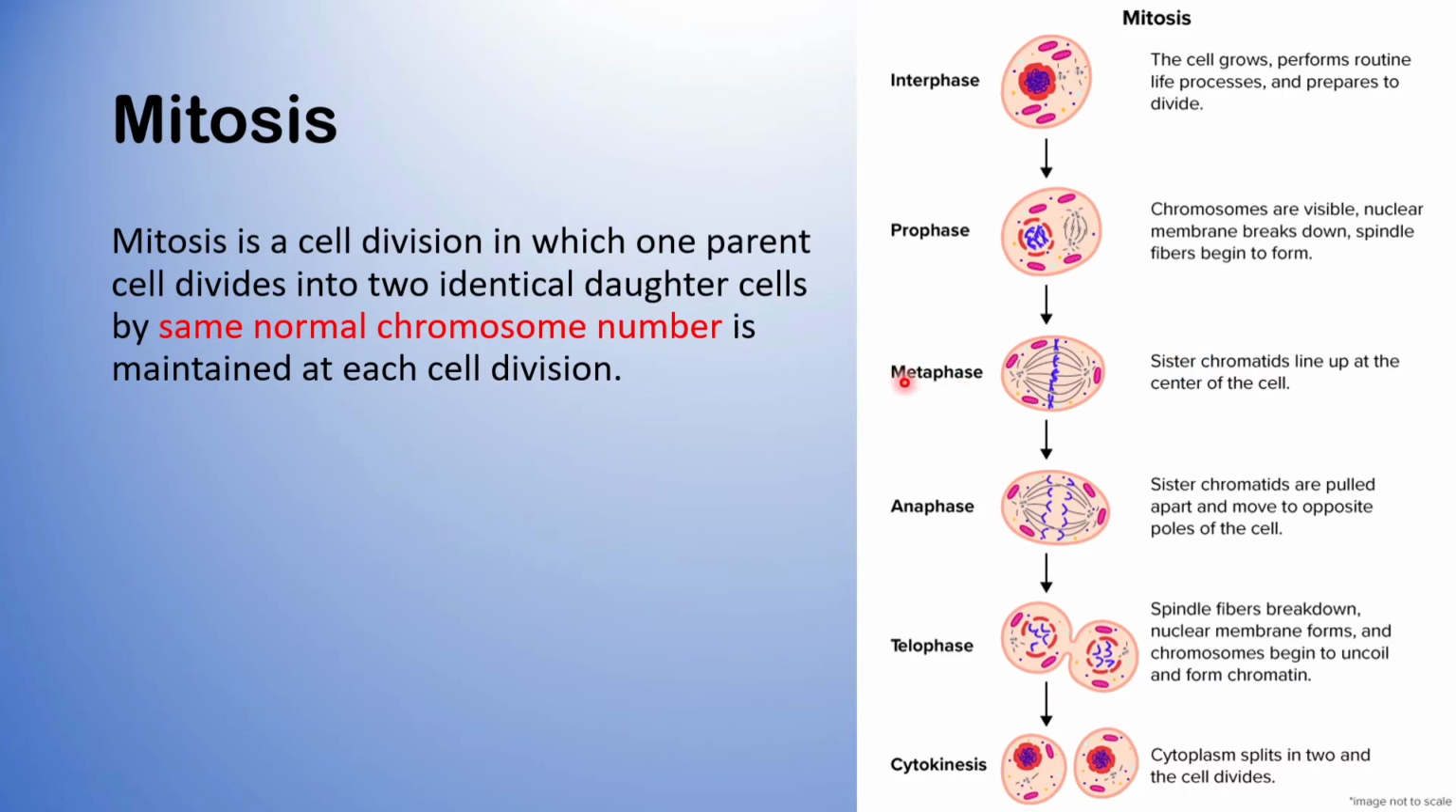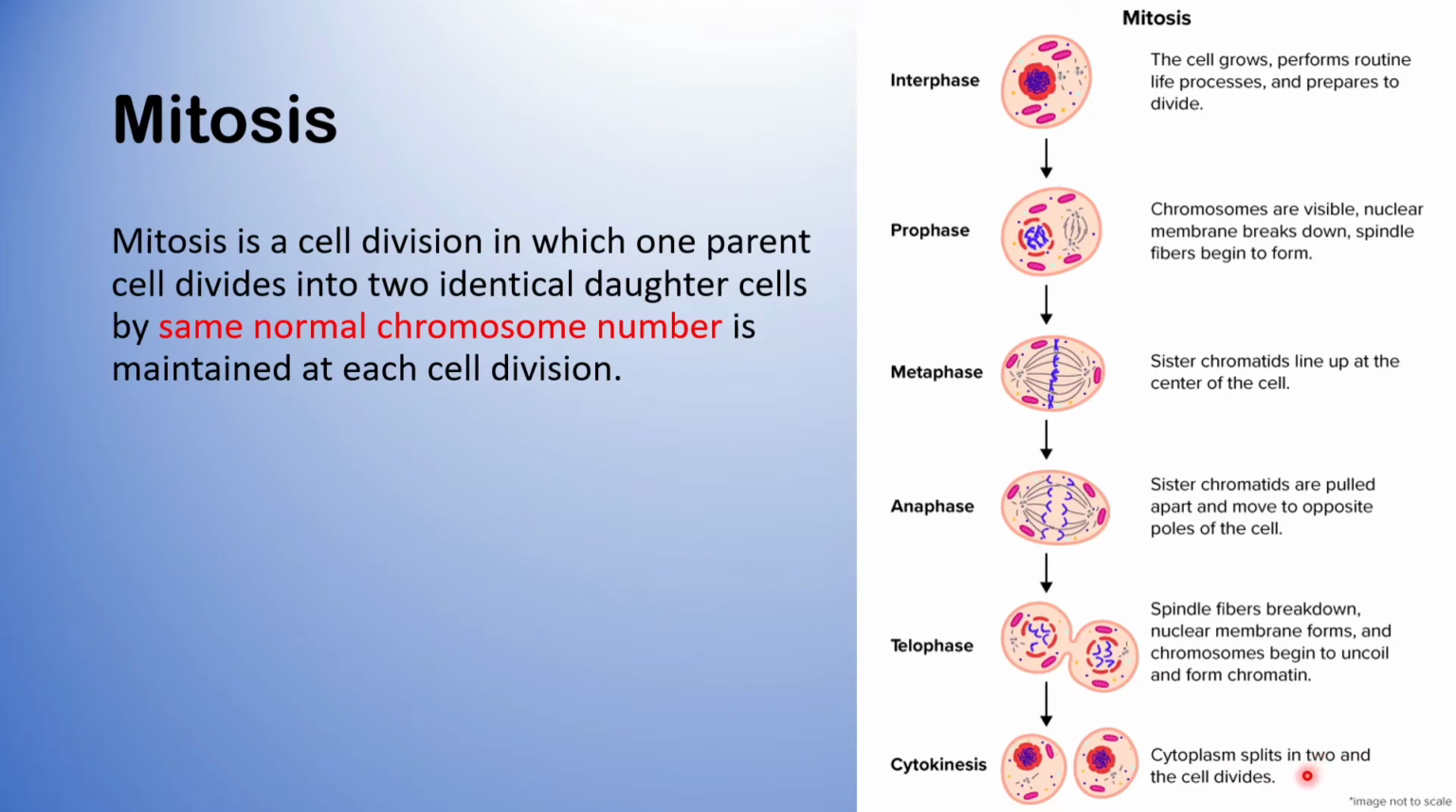Metaphase: sister chromatids line up at the center of the cell. See, it is lined up. Anaphase: sister chromatids are pulled apart and move to opposite poles of the cell. It is like the chromosomes are splitting from the middle and moving towards opposite poles. And telophase: spindle fibers break down, the nuclear membrane forms, and chromosomes begin to uncoil and form chromatin. Then cytokinesis: the cytoplasm splits into two daughter cells, meaning the cell division of cytoplasm.